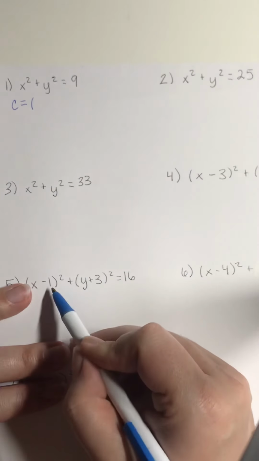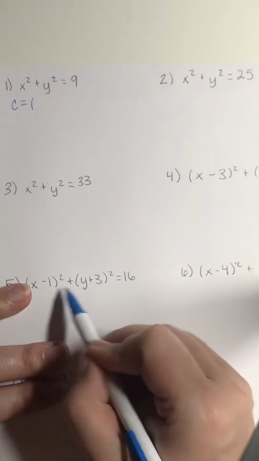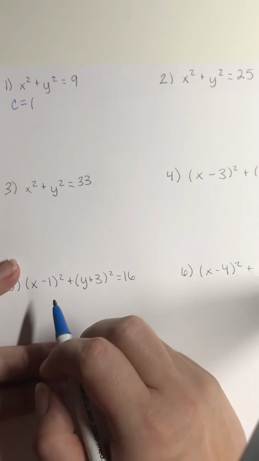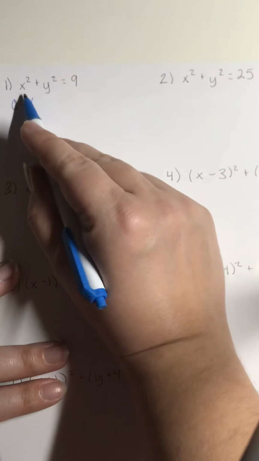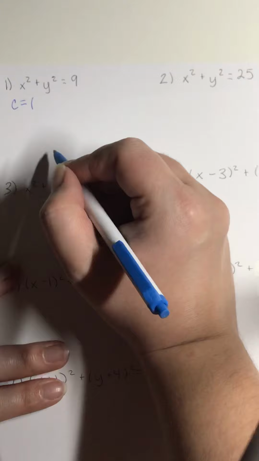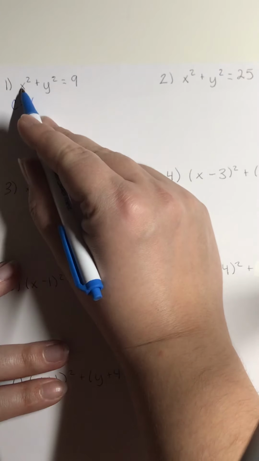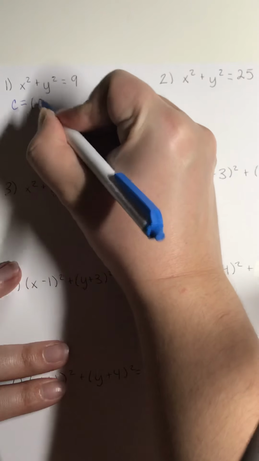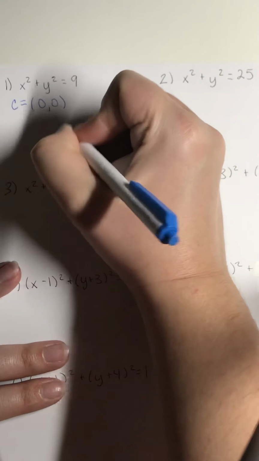So like these over here have numbers next to the x and next to the y. We will use those numbers to write our center. But in ones like this, where there are no numbers here, that's just an understood zero. So when there's no numbers next to the x, no numbers next to the y, our center is going to be just at 0, 0.